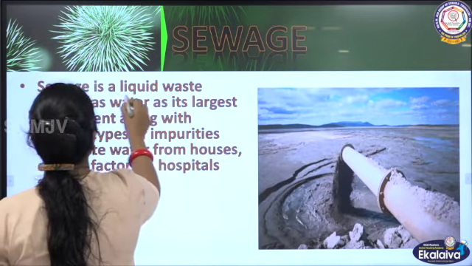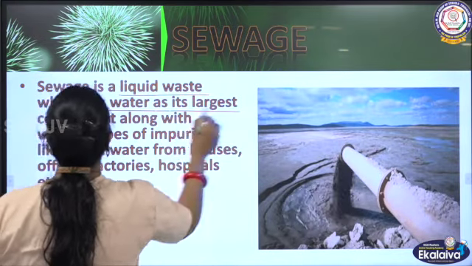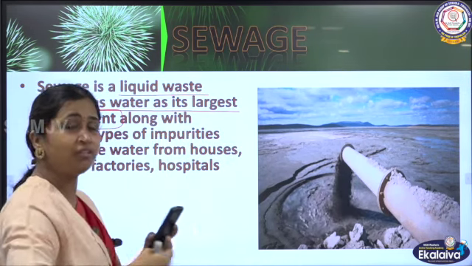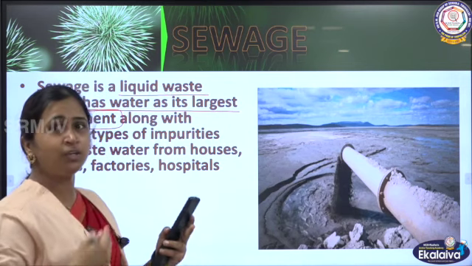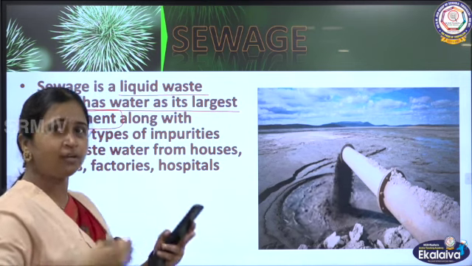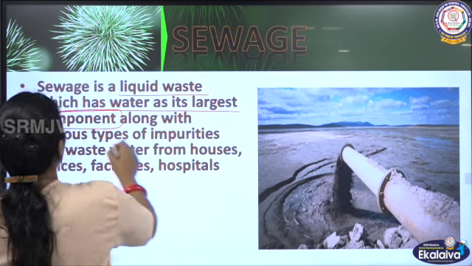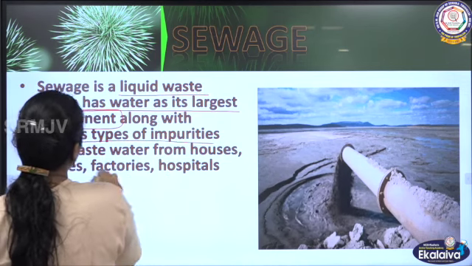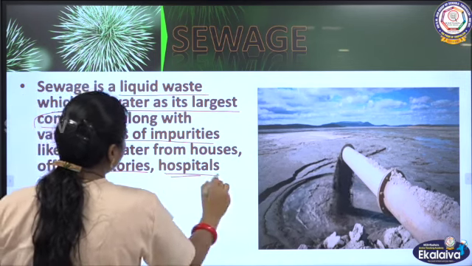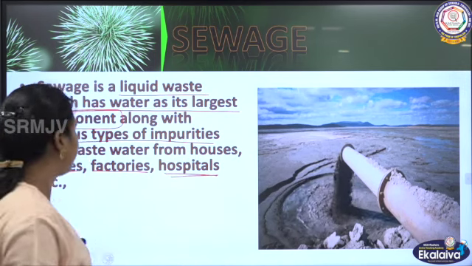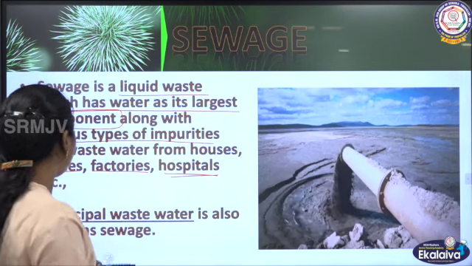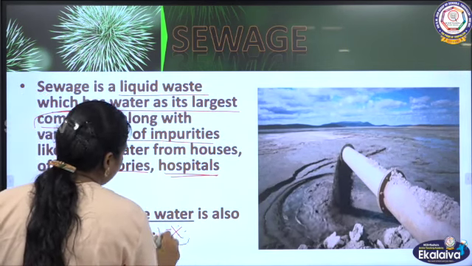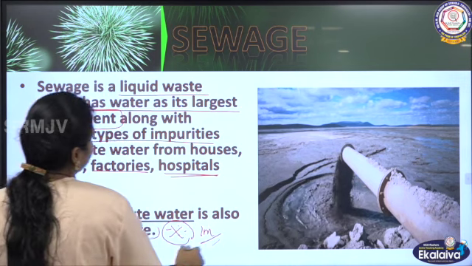Sewage is a liquid waste which has water as its largest component. Waste will be there, but mostly we can filter, we can treat, and we can release the water to the water bodies, along with the various types of impurities, like wastewater from houses, factories, offices, hospitals, we are not taking now. Municipal wastewater is also called sewage. It is a 1-mark question. What is sewage?